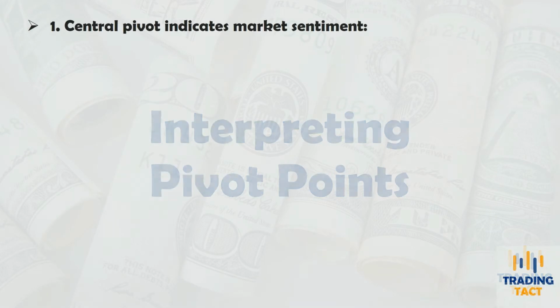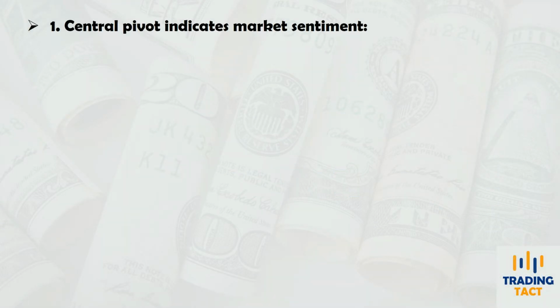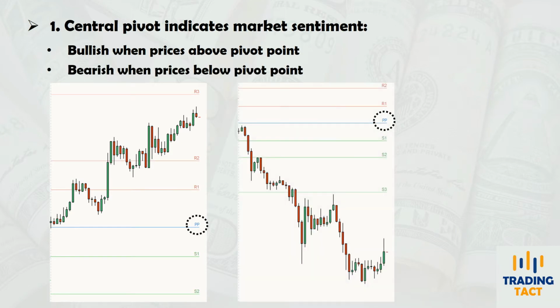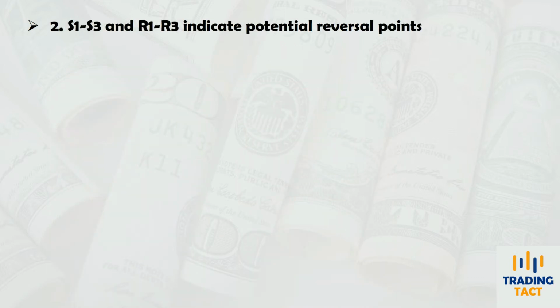The central pivot point is an indicator of market sentiment. The market is bullish when trading above the pivot point and bearish when trading below it. Prices fluctuate around the pivot during flat markets. Like standard support and resistance levels, the S1 to S3 and R1 to R3 levels indicate potential market turning points. If a price penetration occurs, resistance levels usually become supports, and vice versa.